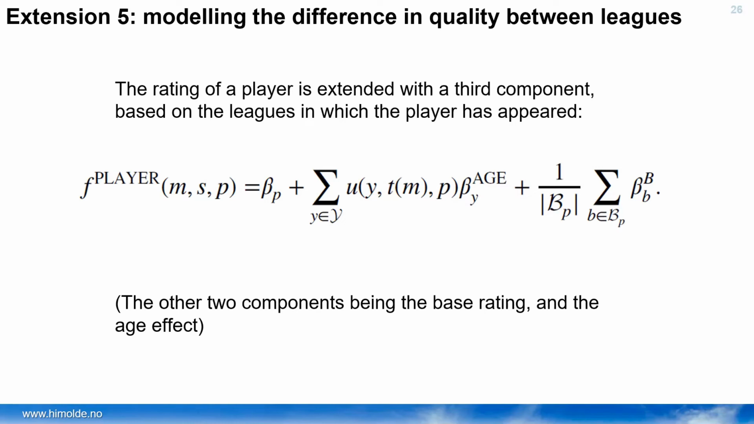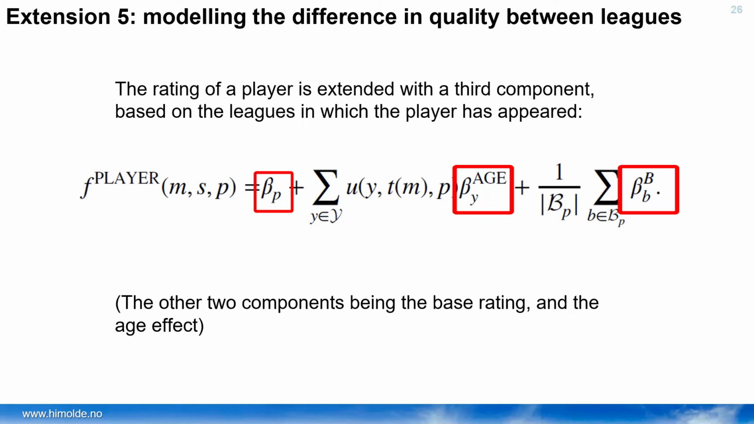We want to help the model to differentiate better between strong and weak leagues. Thus, we let the rating of a player have 3 components. First, a base rating, which is unique for each player. Then, an age component, which is equal for all players of the same age. Then, a league component. For a given player, we look at the average contribution based on the leagues in which a player has appeared.